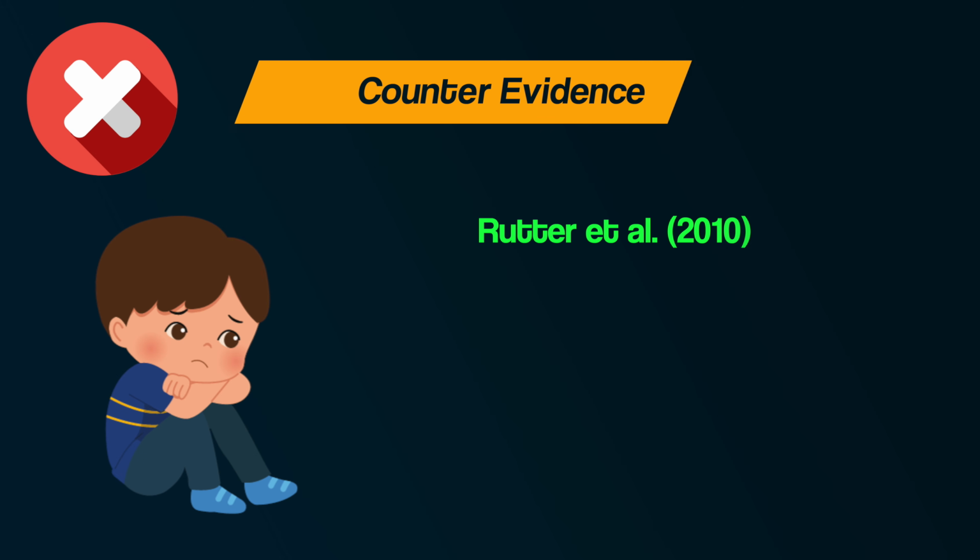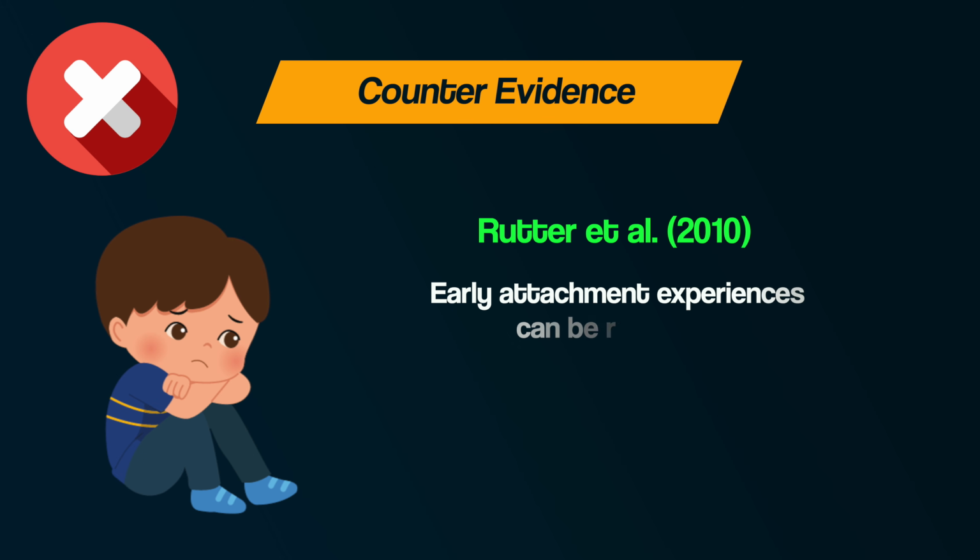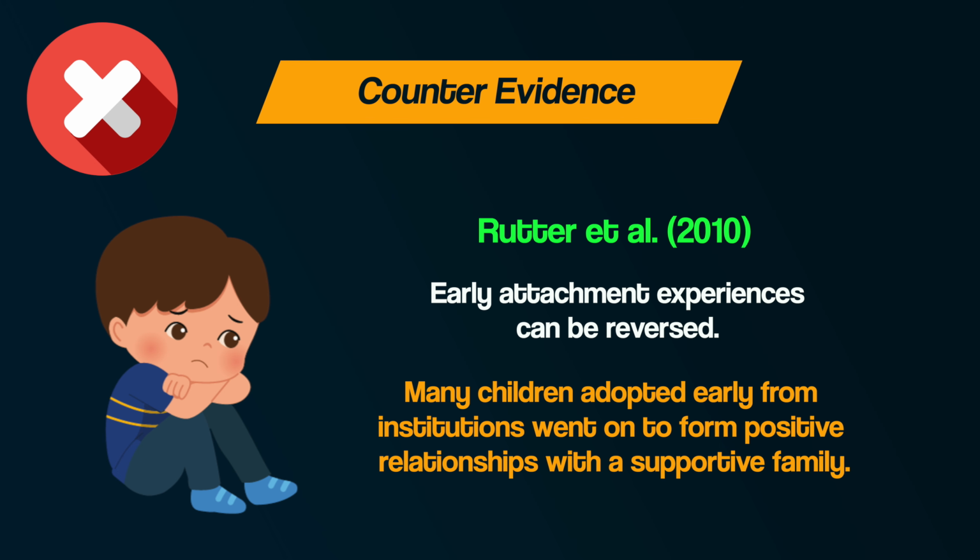And finally, there is counter-evidence. Research on Romanian orphans by Rutter et al. in 2010 shows that early attachment experiences can be reversed, as many children adopted early from institutions went on to form positive relationships with a supportive family. And breathe. That's the whole of the attachment topic.